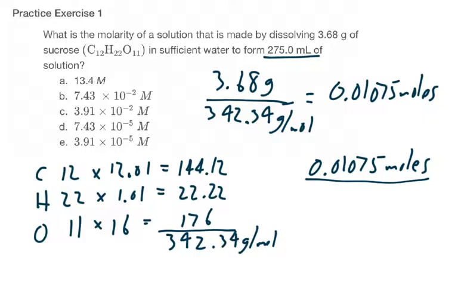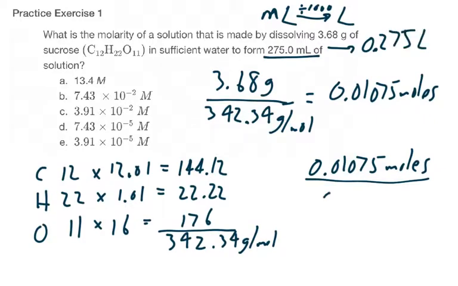Now, we take that number and divide it by the volume in liters of the solution. So we have to convert milliliters to liters, and that's pretty simple. What you do is divide by 1,000 to go from one to the other, and that will become 0.275 liters, and that's the number we're going to divide by. So in our numerator, we have the moles of solute. The denominator is the liters of the solution. And we're going to round this number to 3 significant digits, based on the question.